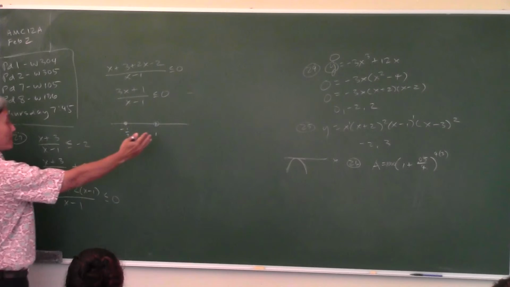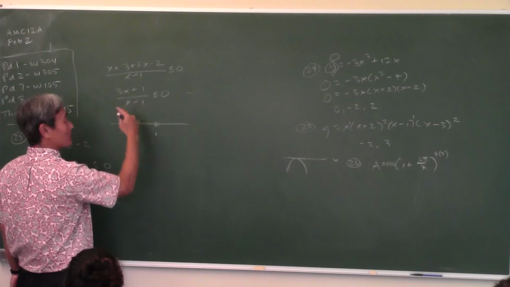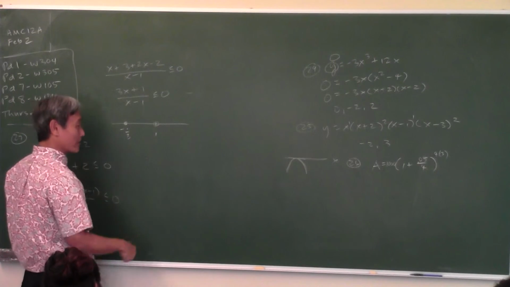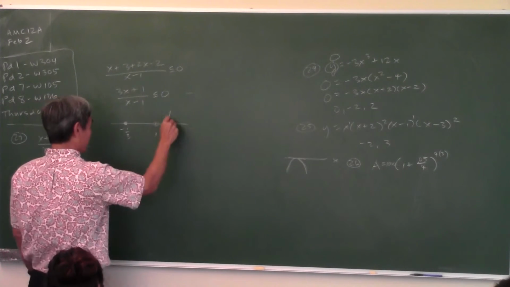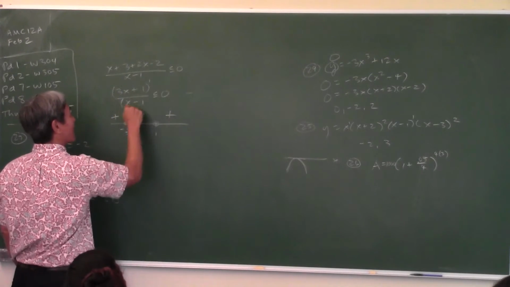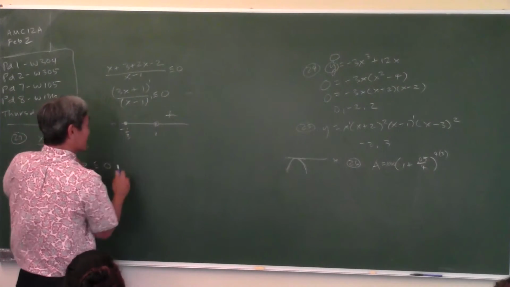Okay, now think of a number bigger than 1. 2. Plug in 2. So you get 6 plus 1, positive. 2 minus 1, positive. Positive divided by positive is positive. And how do I know they're going to alternate? Because they have odd powers. But like I said, even if you don't know, just plug in a number.